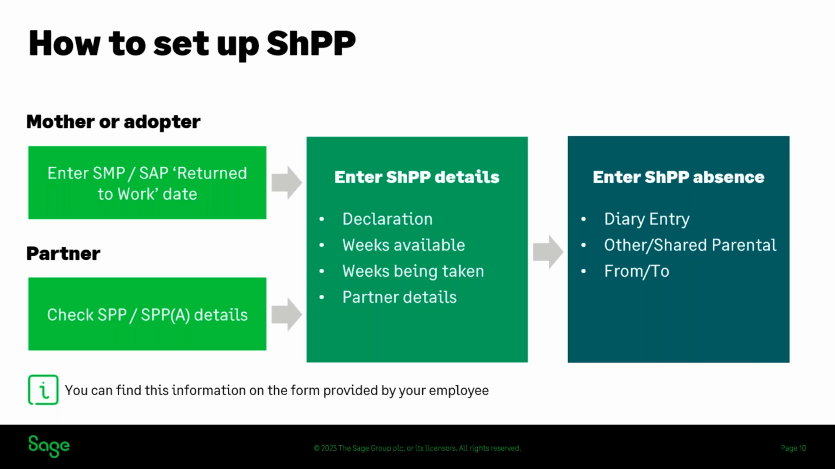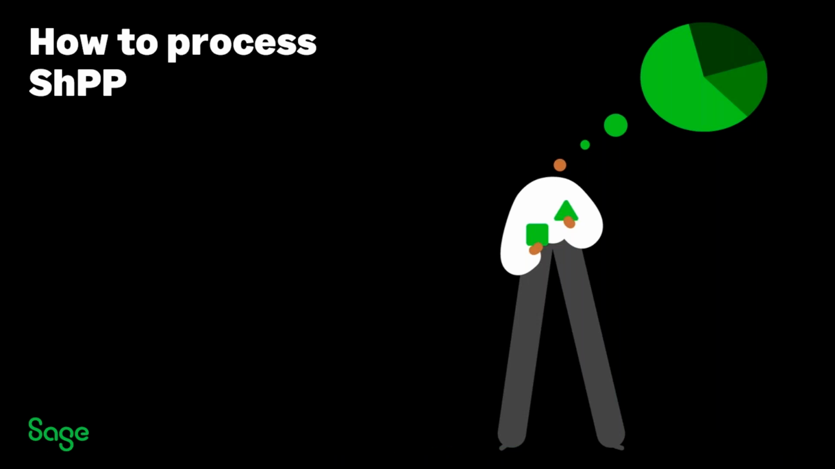And then the absence dates are done via diary entry. It's an other type of absence, and it's shared parental that you would need to choose. And then for the partner, very similar. Go back into the original statutory payment, click the shared parental pay section, and then fill in the exact same details. So we've seen the setup process there. Let's move on and see how this looks when we come to run our payroll.